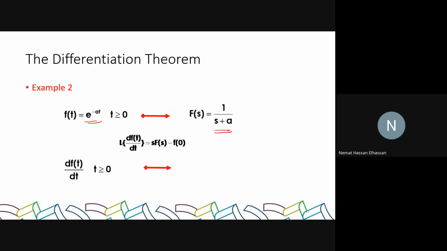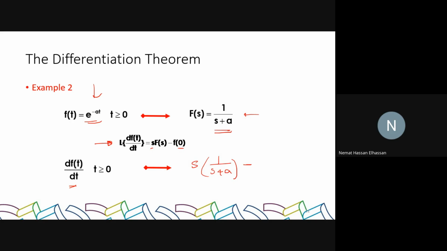What is the transform of the derivative of this function? The derivative of the exponential. What would it be? This is the rule: the original pair is f of t and F of s, and we have the derivative of f of t, then the transform will be equal to what? s multiplied by F of s. So this is F of s: s multiplied by 1 over s plus a, minus f of 0.